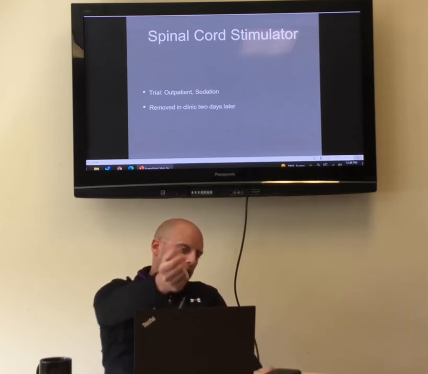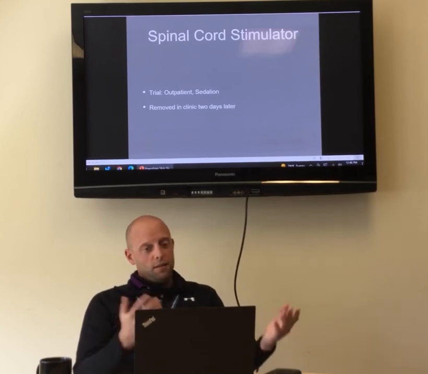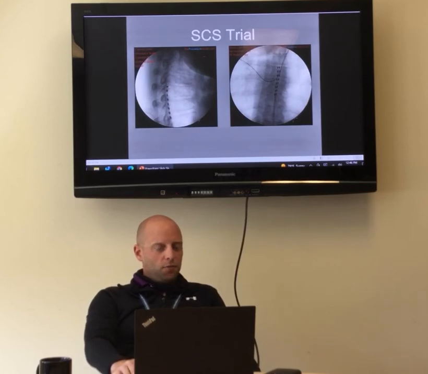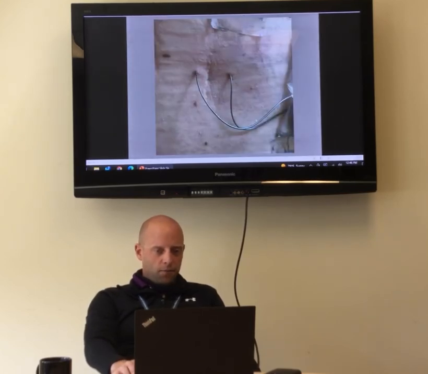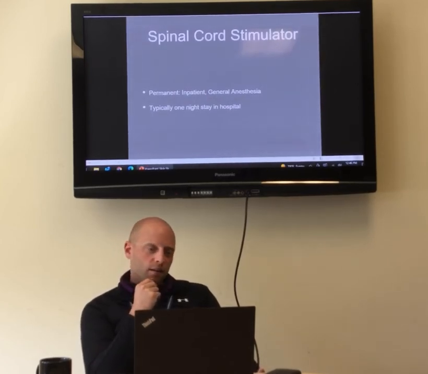Obviously, if they tell us it didn't have any effect at all, we just pull the trial out in the office, and I don't recommend doing a permanent one. But if they do have significant relief with it, then we can put in a permanent one. It's kind of a picture of the trial, it just kind of goes into the skin. The permanent one is a general anesthesia.